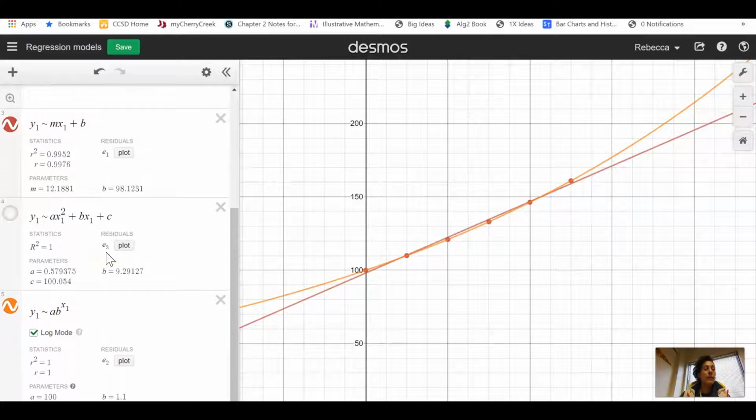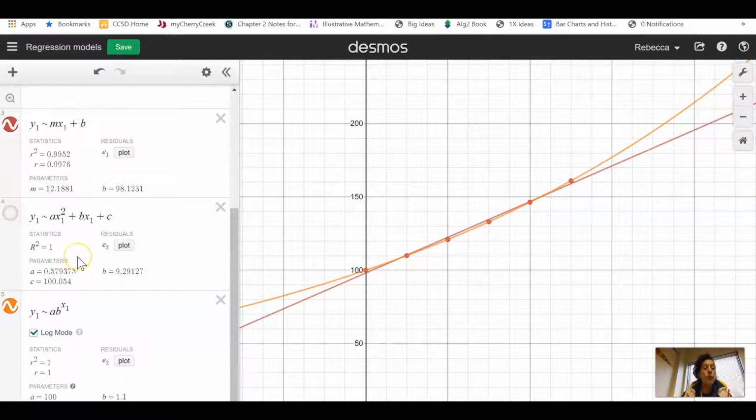Under the word parameters, they are giving me values for M and B that I can put in my equation, and down here, values for A and B that I can put in my equation. So I'm going to write that down on my paper, and we're going to record that equation and store it in Y1. I don't want to write both of them. I only want to write one of them.